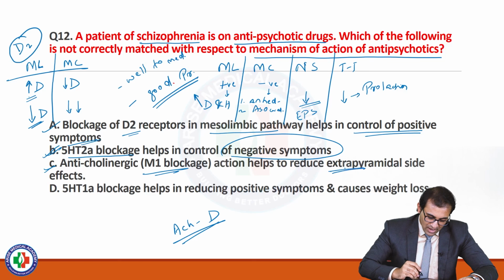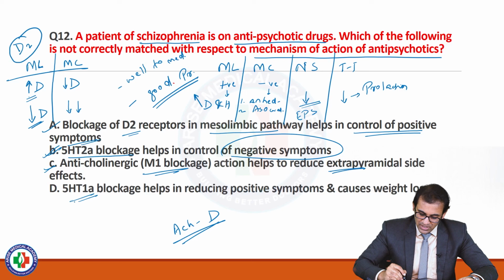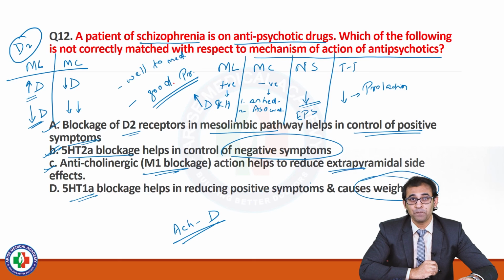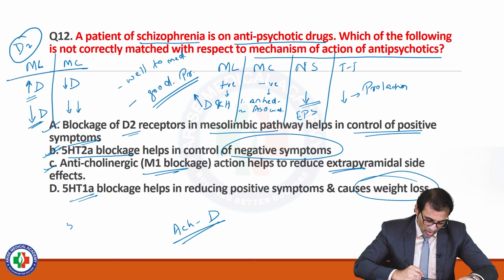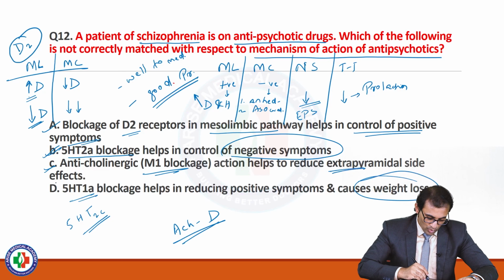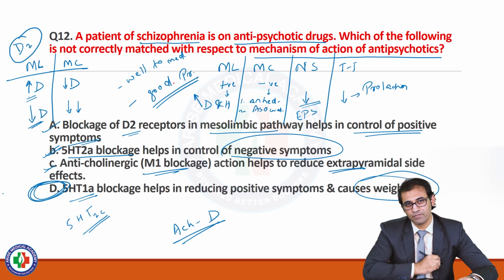Option D: 5-HT1A blockage helps in reducing positive symptoms and causing weight loss. Do remember here, when we talk about clozapine, where maximum weight gain is seen, that will be because of what? 5-HT2C blockage effect. So D is wrong.